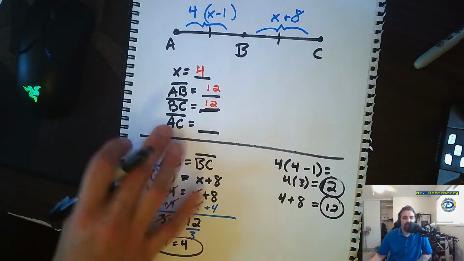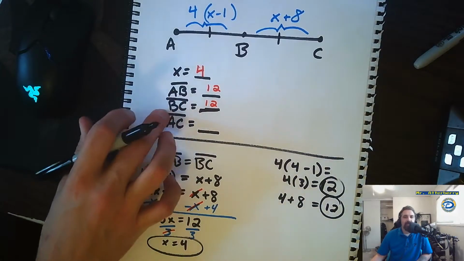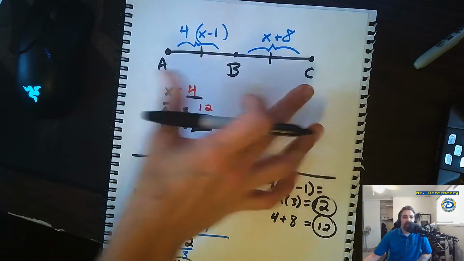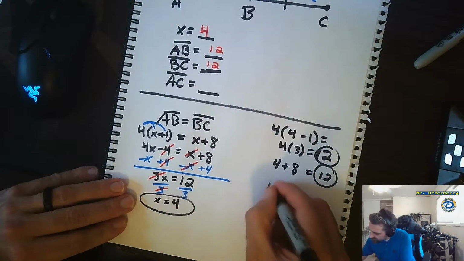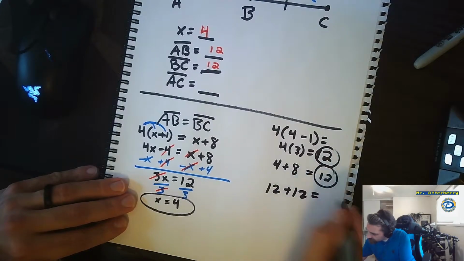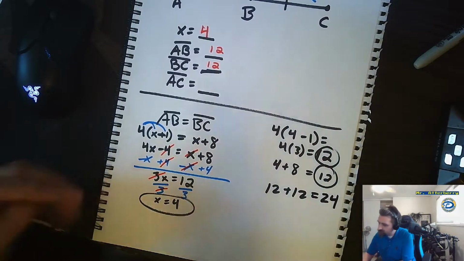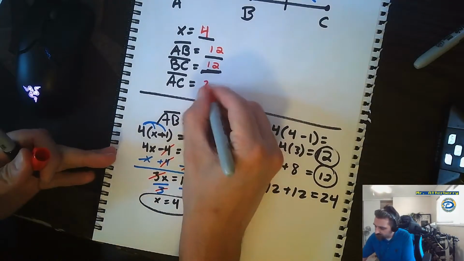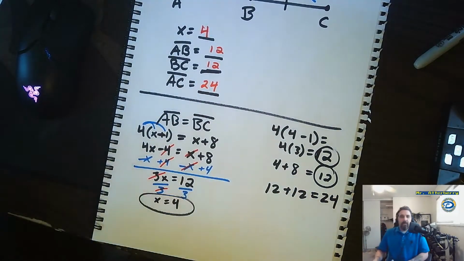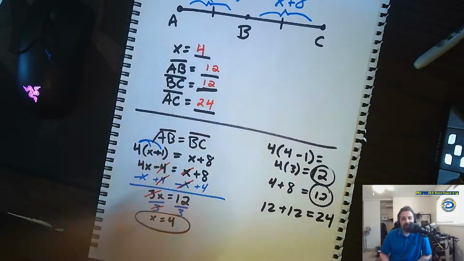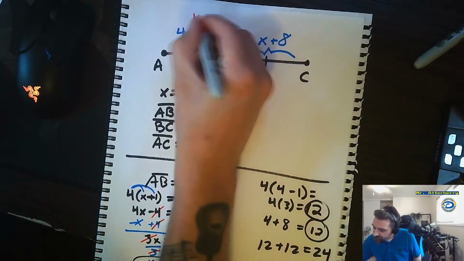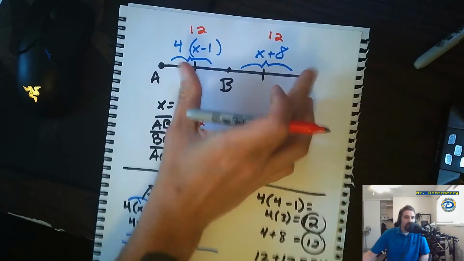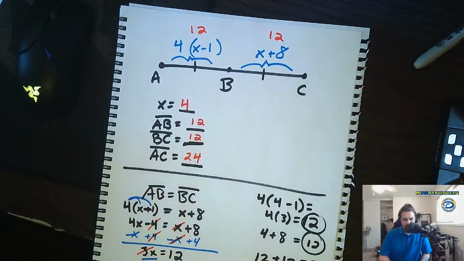Lastly, AC. Well, AC is just AB plus BC, right? This side plus this side equals the whole piece. That's what the AC says. So obviously 12 plus 12 equals 24. I got 12 for this side and 12 for that side, so the entire thing equals 24. Okay, that is our first example.